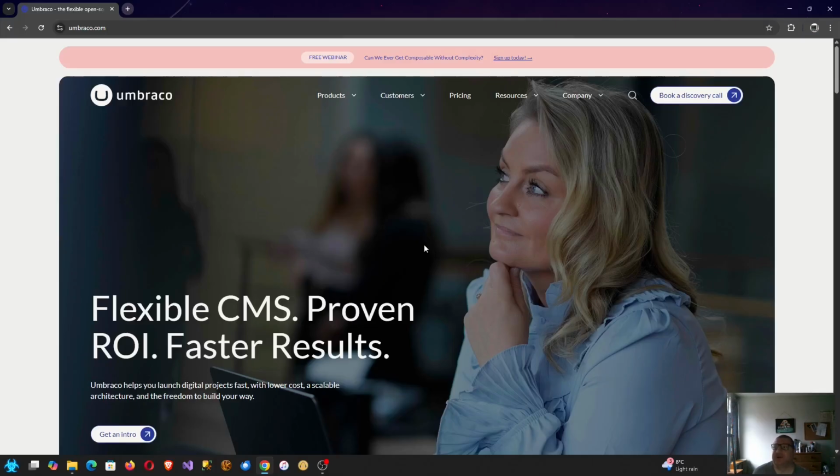Sorry Umbraco, but I do need to say this. Yeah, I found with Umbraco Cloud there's a couple of bugbears I've got with it. The first one being the fact that every time you push a change up to the site, it has to redeploy the entire site.